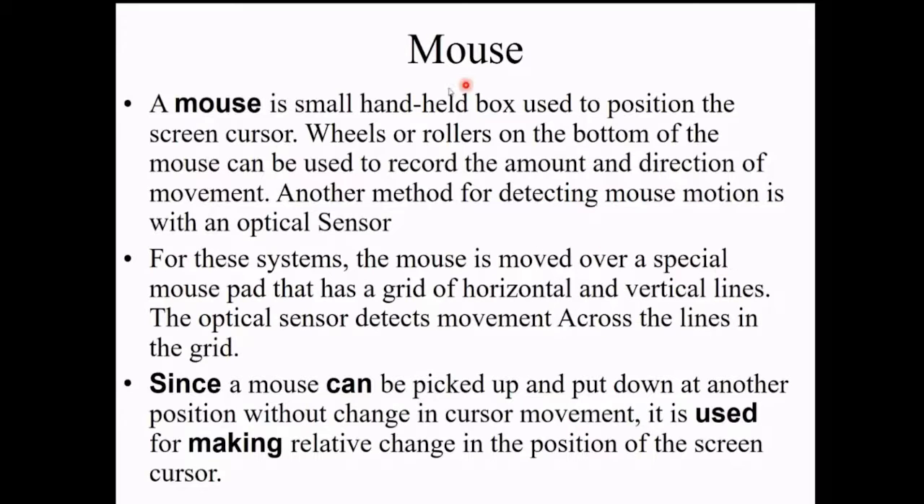In earlier days, there was a wheel at the bottom that recorded the amount and direction of movement. It would record your movement, and then you could go to any particular position. Another method for detecting motion, which nowadays comes with the optical sensor, serves the same purpose. Another type of mouse is moved over a special mouse pad that has a grid of horizontal and vertical lines, and it detects movement across the lines in the grid.